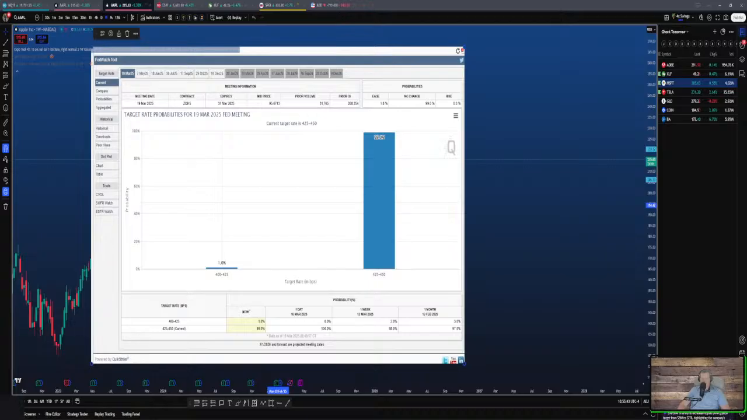Where do you see compare? On the left hand side where it says current. You get to compare, so then you can see how it changes day to day, week to week. And if you want to see the full year out, you actually have to go to January. So for January, they're slightly pricing in 3 cuts for the year.